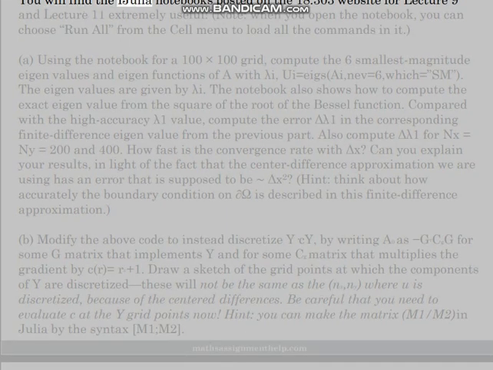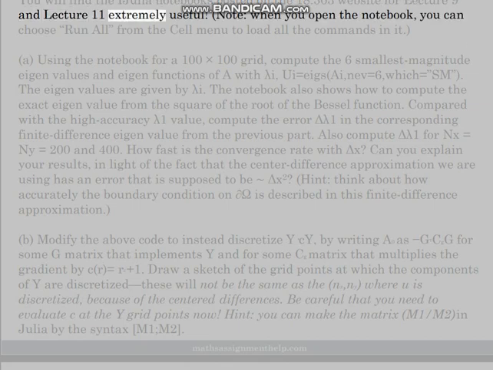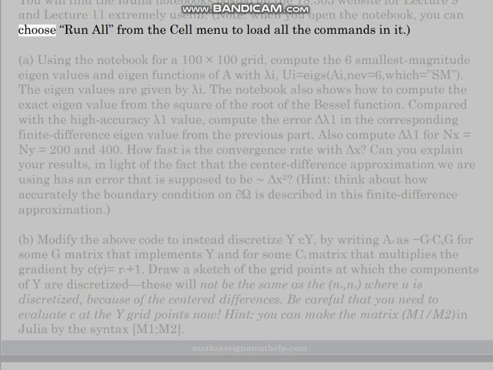You will find the iJulia notebooks posted on the 18.303 website for Lecture 9 and Lecture 11 extremely useful. Note: when you open the notebook, you can choose Run All from the Cell menu to load all the commands in it.